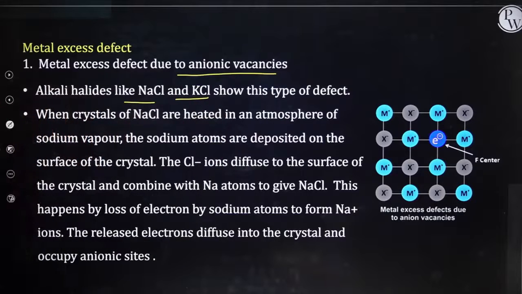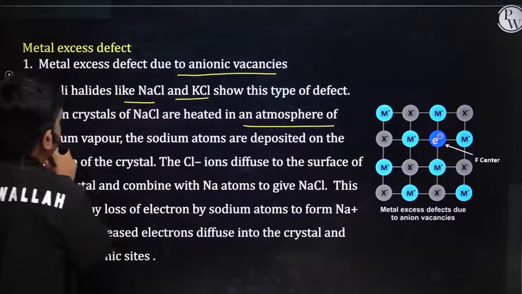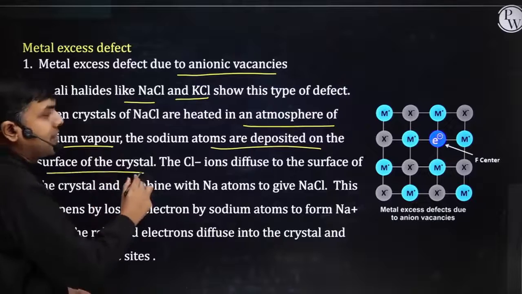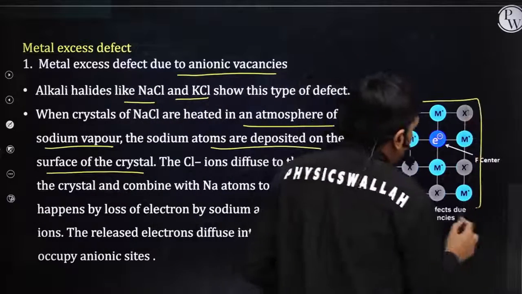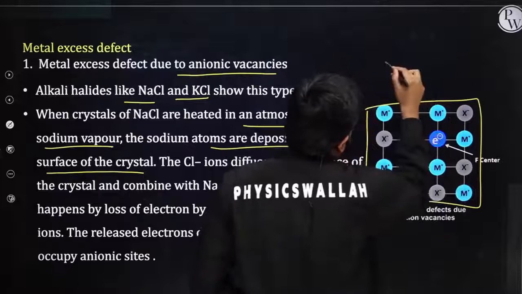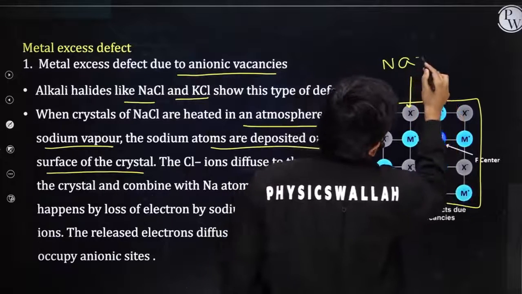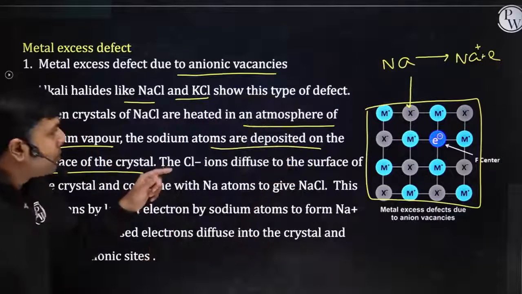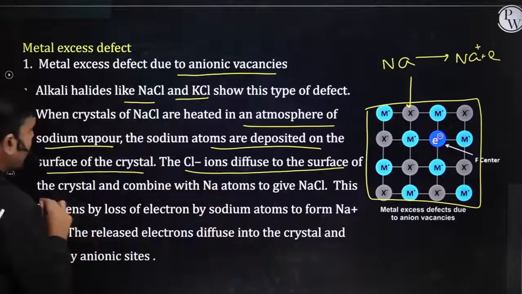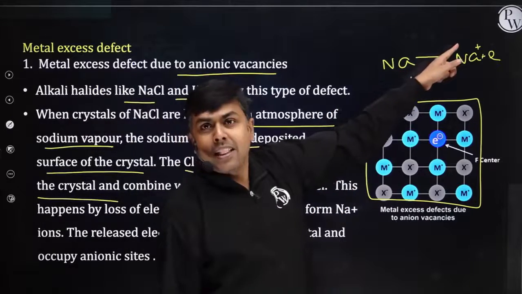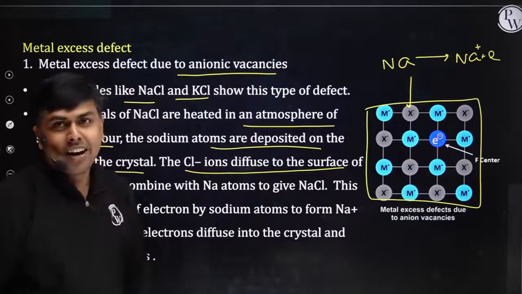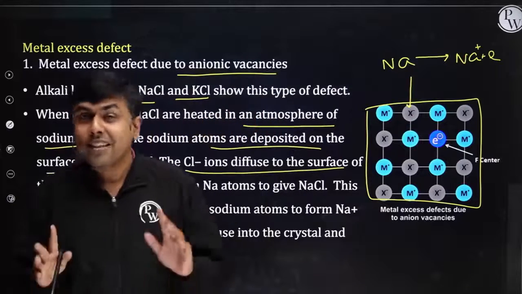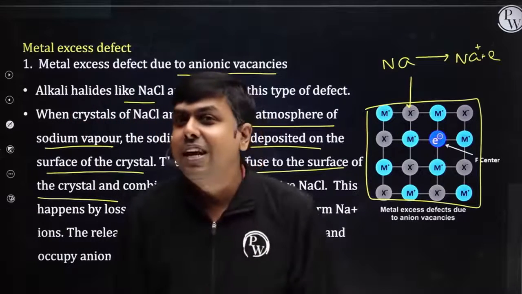When this NaCl structure is heated in an atmosphere of sodium vapor, the sodium atoms are deposited on the surface of the crystal. When I have a rock salt structure and it is heated over sodium vapor, this sodium vapor will ionize as Na plus and an electron. Now Cl minus from the lattice will diffuse to the surface of the crystal and will combine with Na plus to form NaCl, right? Now this Cl minus is missing from the lattice, and students, in case of ionic solids, the electrical neutrality has to be maintained.